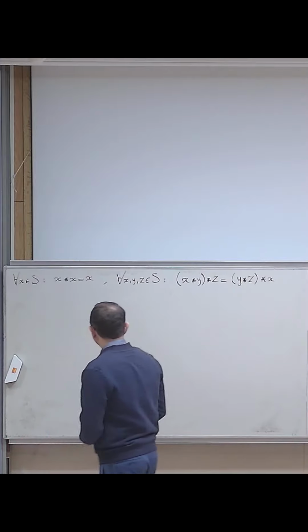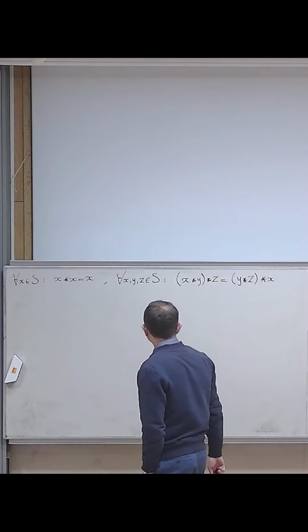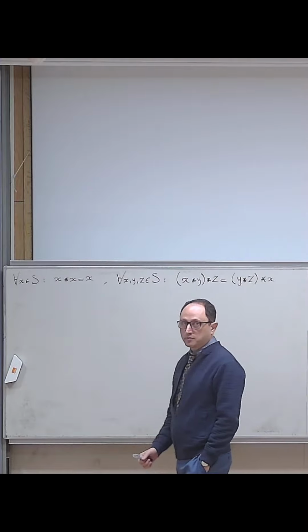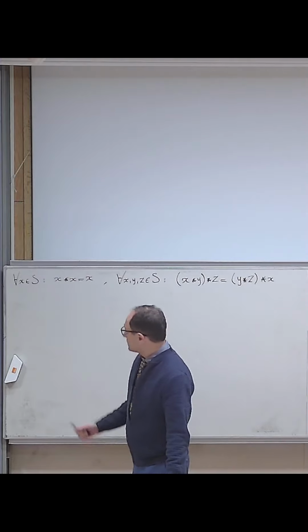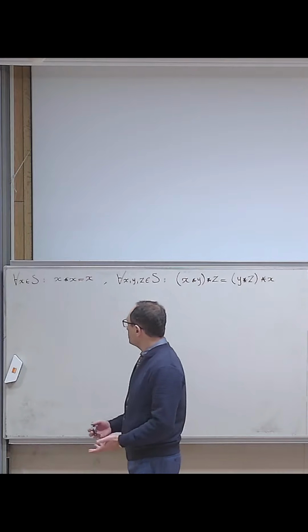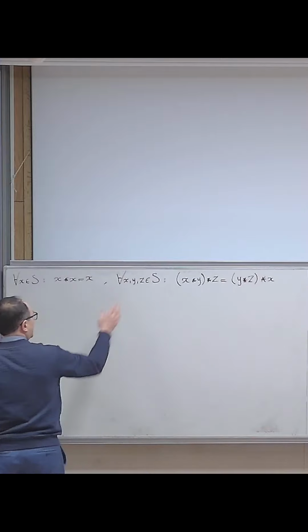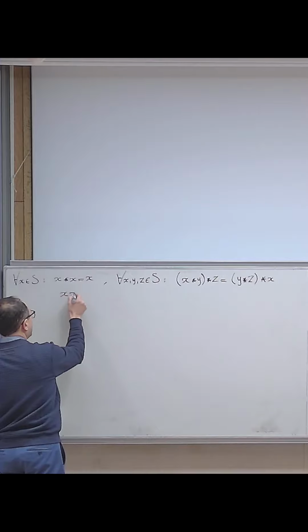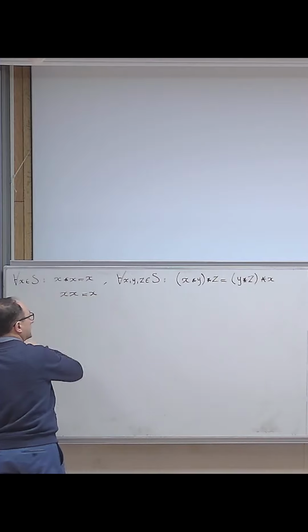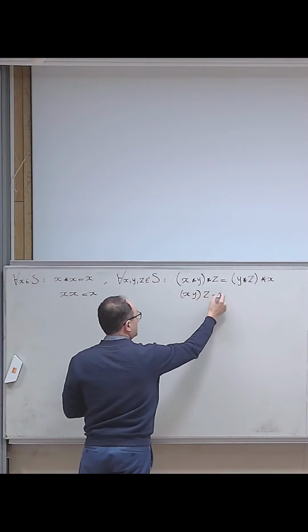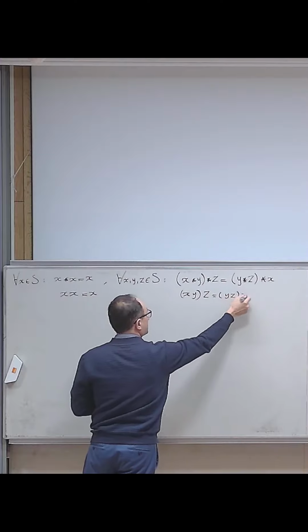Okay, so these two conditions are given to us about the binary operation star defined on the set S. We are supposed to show that this binary operation is both commutative and associative. If you don't mind, let me drop this star and use the product notation. So I would write this as xx equals x for all x, and I would write this as (xy)z equals (yz)x.